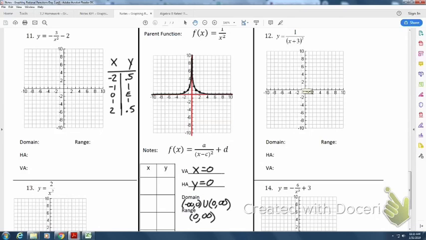Okay. Going over to 12. What would my vertical asymptote be there? Negative 3. All the squared tells you is that now that goes up. Everything else is the same. What is my horizontal asymptote? 0. See if you can finish it from there.